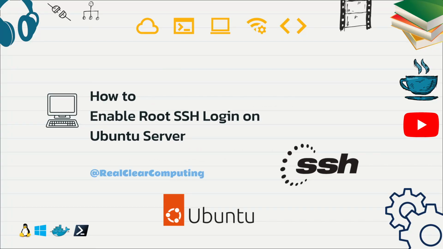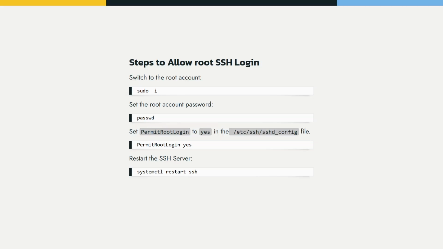In this video we will look at how to enable root SSH login in Ubuntu Server 24. So, steps we need to follow: first we need to enable the root account, and then we need to configure the SSH server to allow root SSH login.